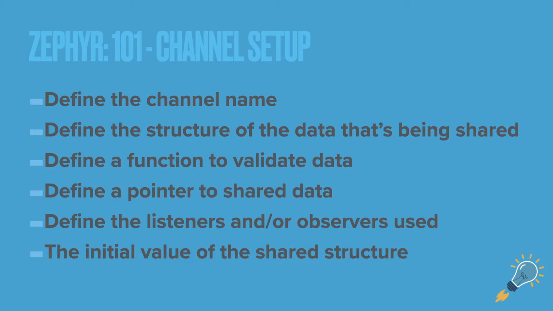One thing you can do also is define the listeners and observers. A listener is one type of observer. I meant to write the listeners and subscribers. And the last entry there is setting the initial value, which is usually just 0, but sometimes you can set it to whatever you need, depending on the situation in your code.